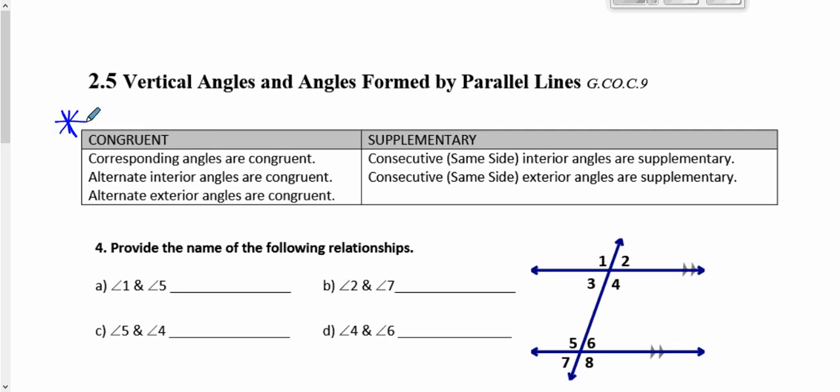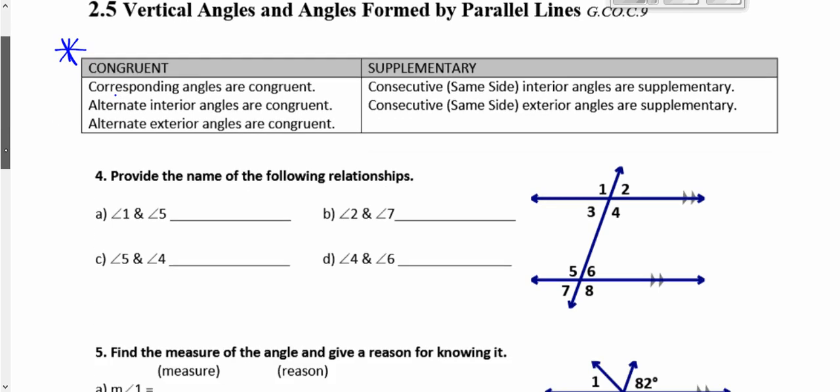This tells you which pairs are congruent. Corresponding angles. This is only when the lines are what? Parallel. They have to be parallel. If lines are parallel, then corresponding angles are congruent, and alternate interior and alternate exterior angles are congruent. If the lines are parallel, consecutive interior angles are what? And consecutive exterior are supplementary. They add to 180, okay?